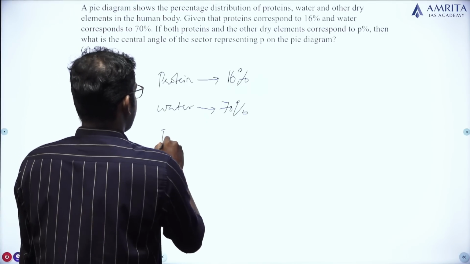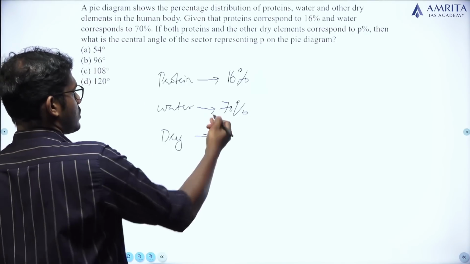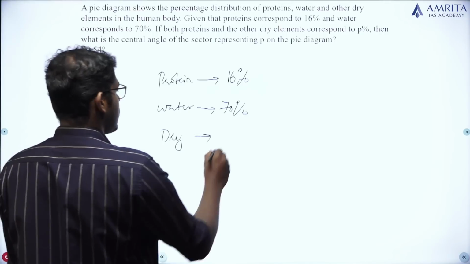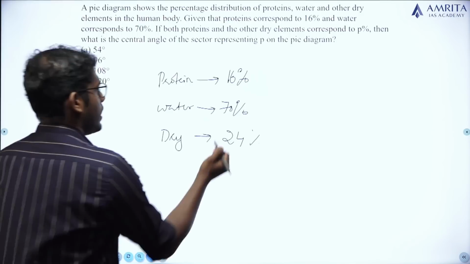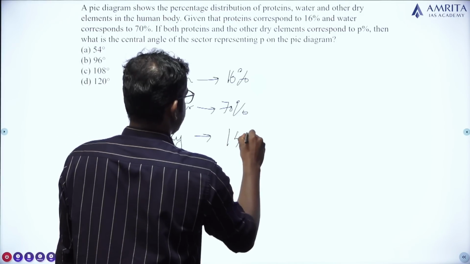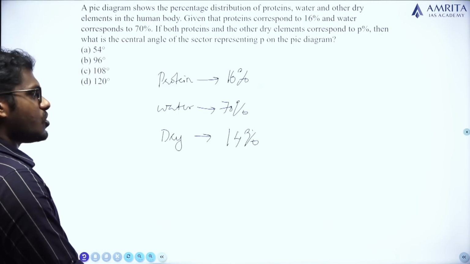And the other is dry elements. So dry elements constitute the other. So 70 plus 16 is 86. 86 plus 14 is 100. So dry elements constitute 14%.